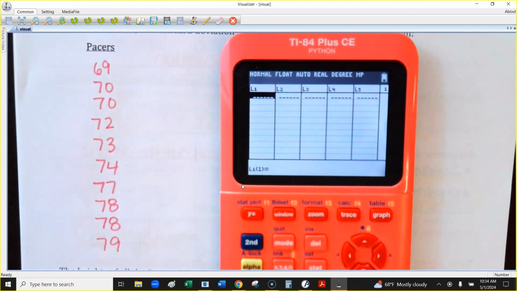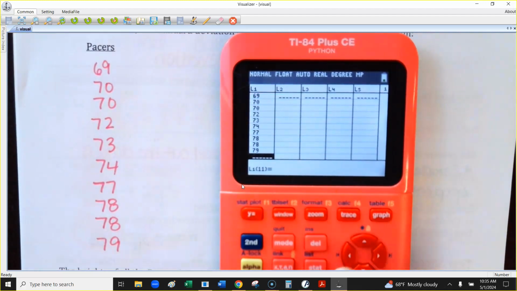So then I'm going to put these heights in here real quick. Just hit Enter in between each one. And even the last one, you have to hit Enter after that. So there's 10 people represented here, so you should have 10 heights in your list.